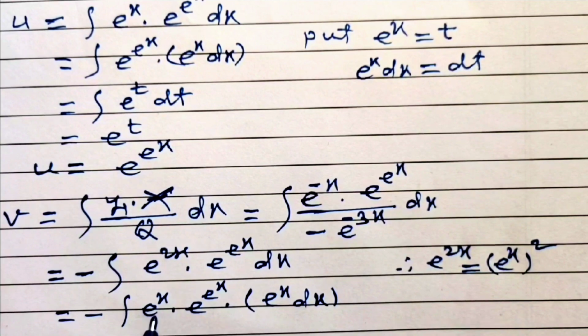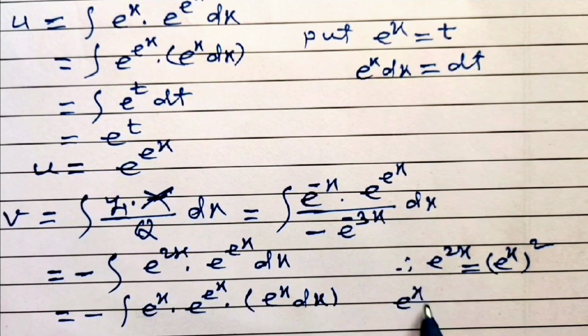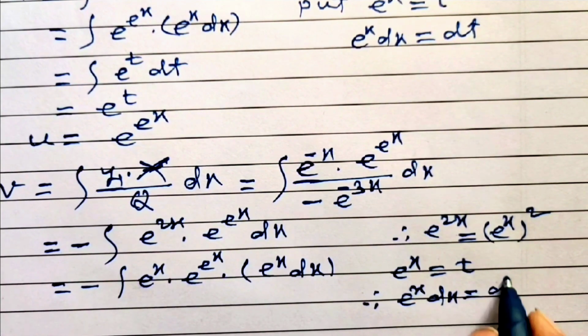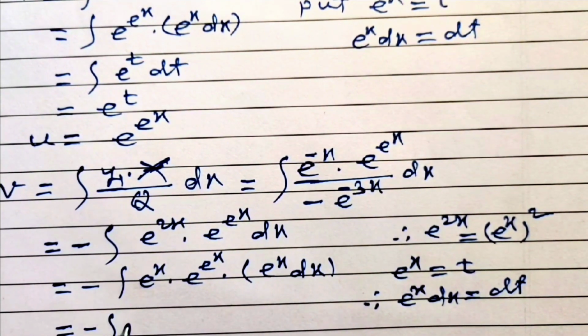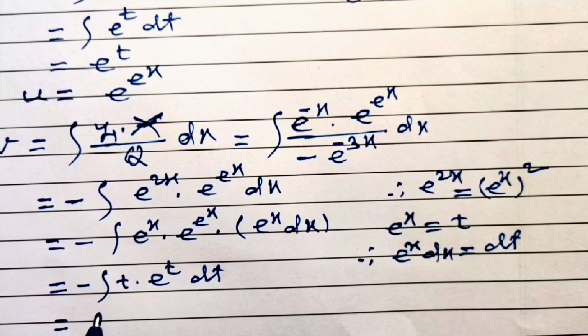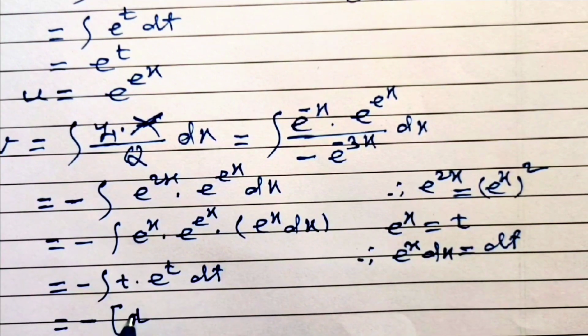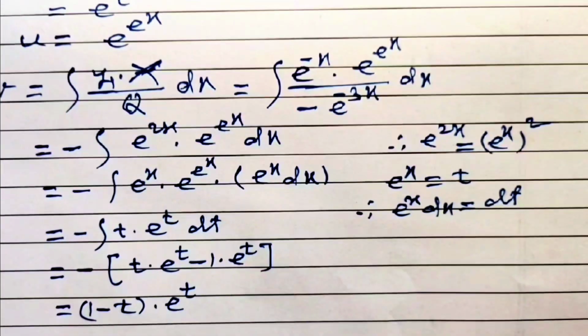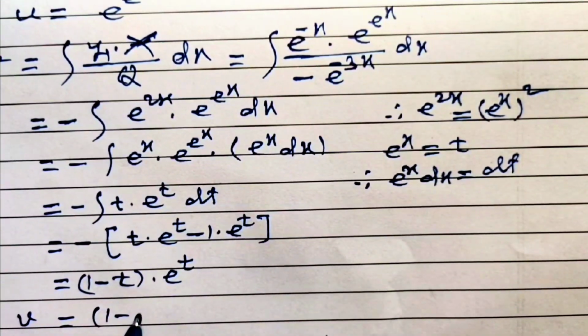Let us substitute power of e, that is e to the power x is equal to t. Hence differentiating this, e to the power x dx is equal to dt. Put here. So this is minus t into e to the power t dt. Evaluating this integral, applying by parts method, minus t into e to the power t minus 1 times e to the power t. Now this is equal to 1 minus t into e to the power t. Now substitute value of t. So v is equal to 1 minus e to the power x into e to the power x.